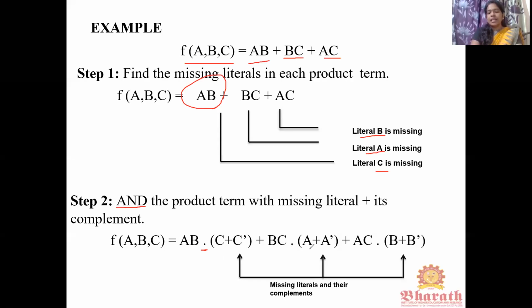In BC, A is missing. So missing literal plus its complement. This is the second step. So A plus A complement. Then plus AC dot B plus B complement. In between, if you are having plus sum, means in bracket you have to use sum. Before that we have to use the product. Okay, we have to product the missing literals. So this is the second step. After finding the missing literals, we have to product the missing literals plus and its complemented form.